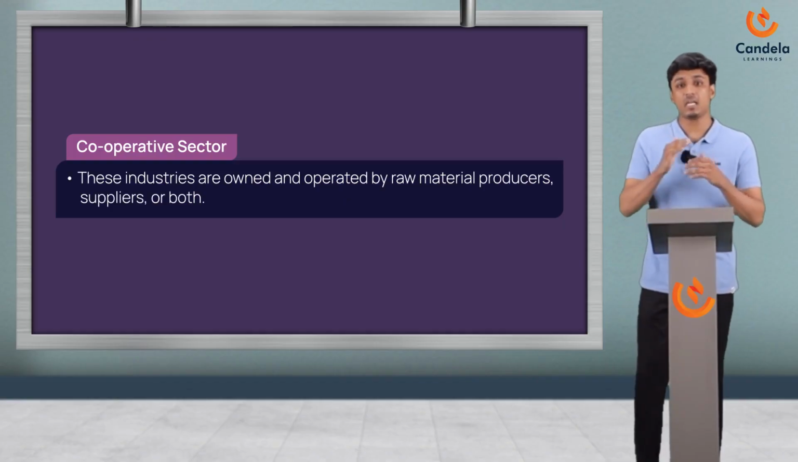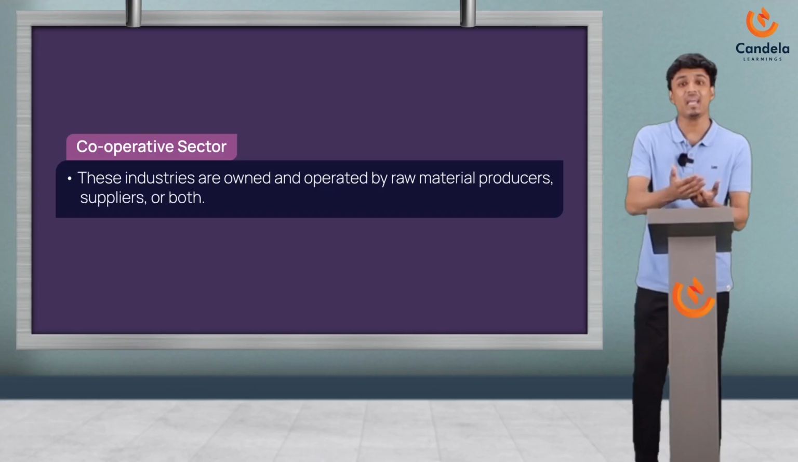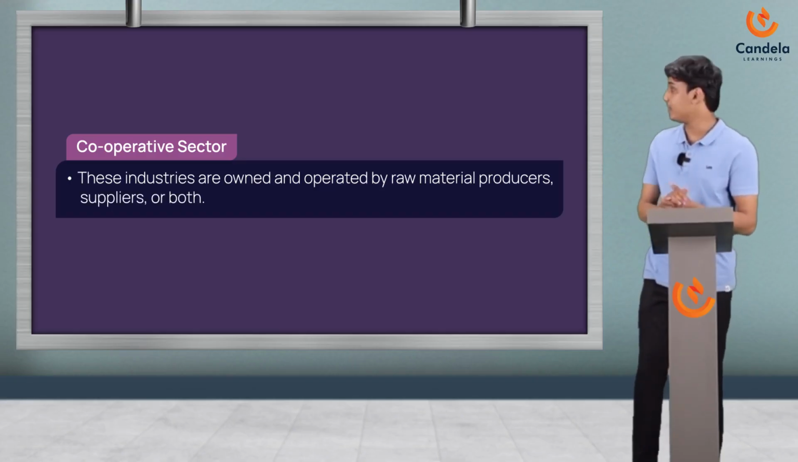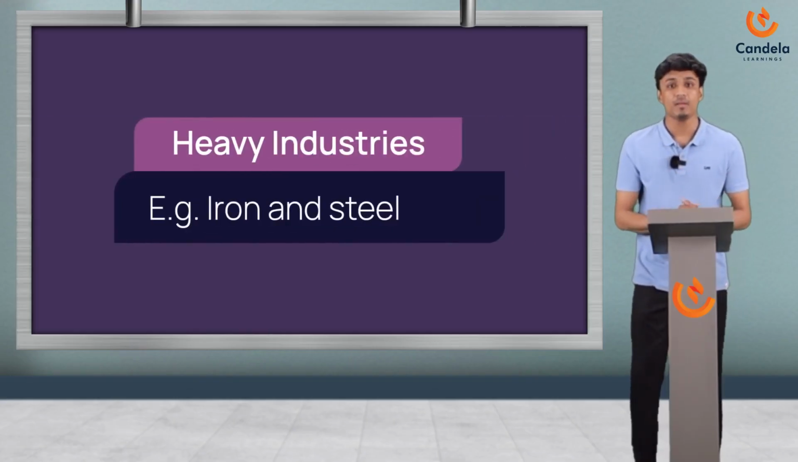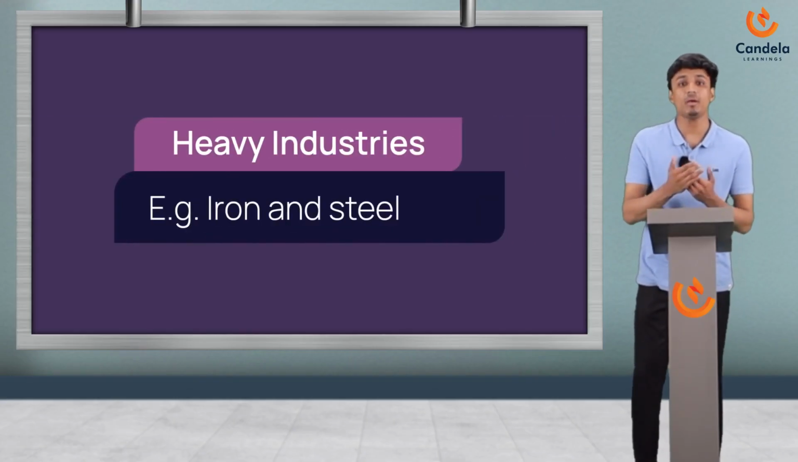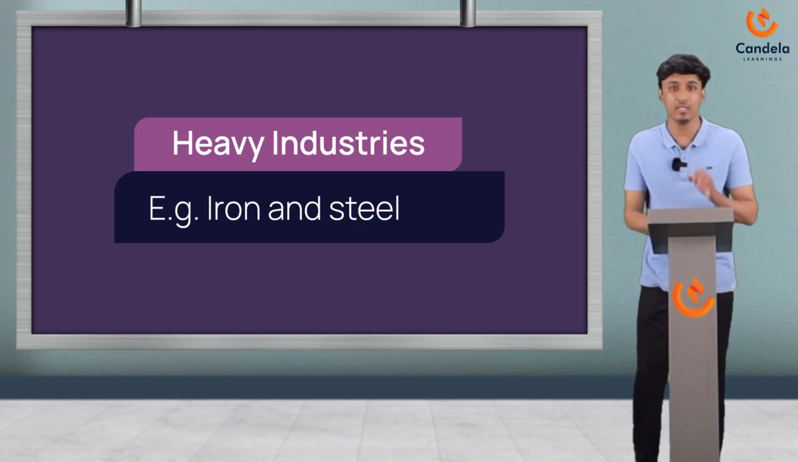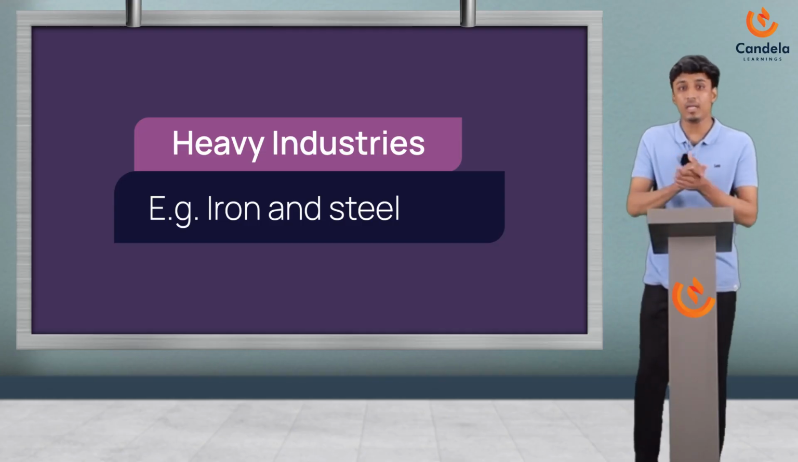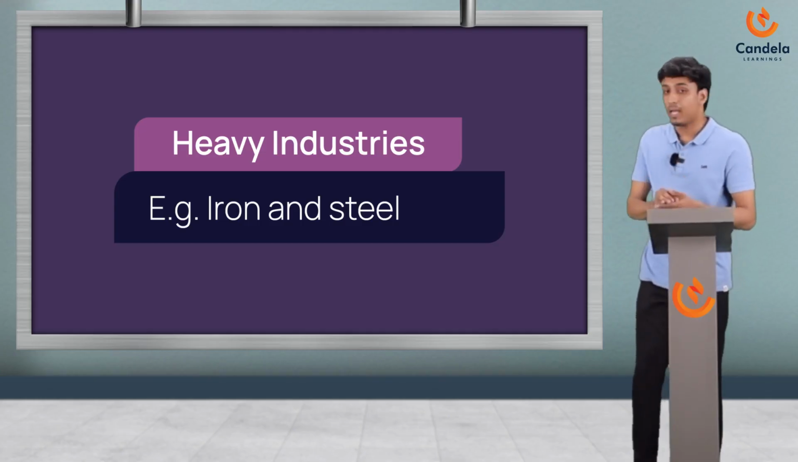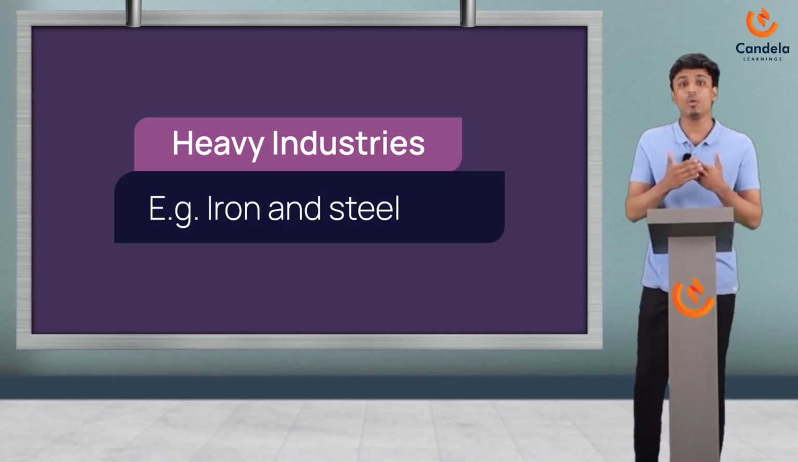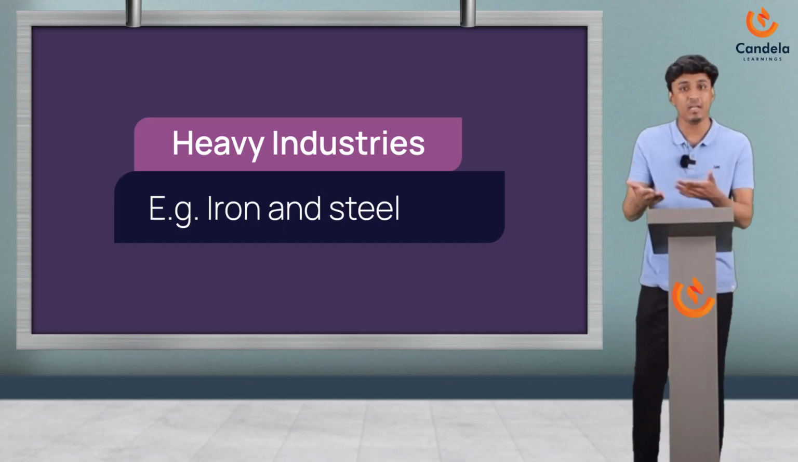Now let's discuss the classification on the basis of bulk and weight of raw material and finished goods. Under that we have heavy industries. When an industry is involved in the production of large and heavy products like machinery and construction materials, that industry can be called heavy industry. Here you can see the example iron and steel. Actually many more examples are there like mining, shipbuilding and so on.